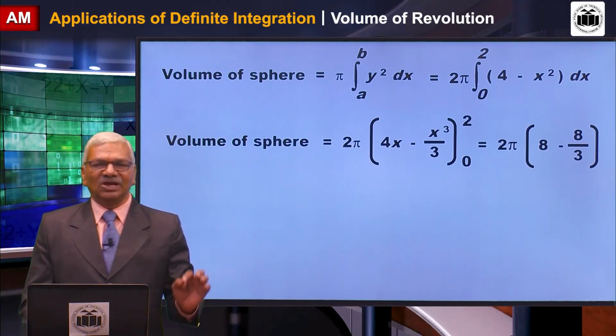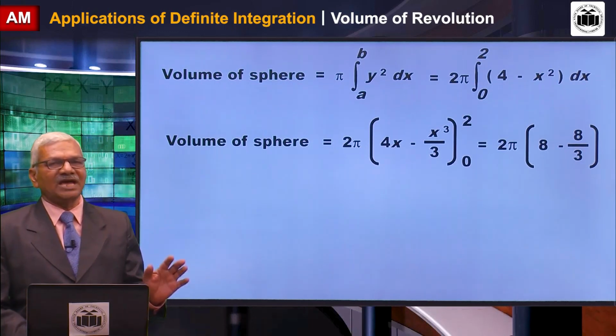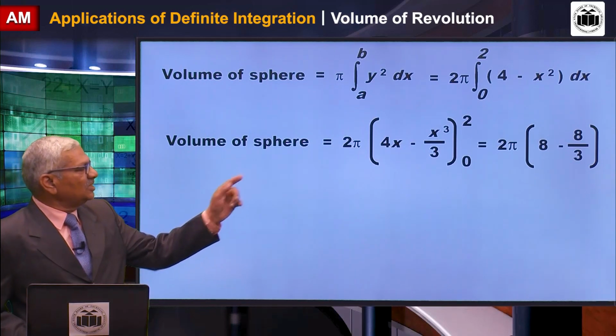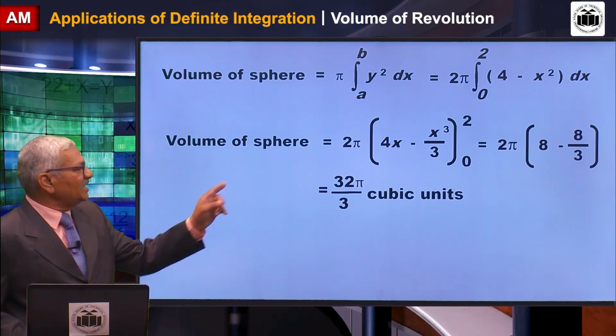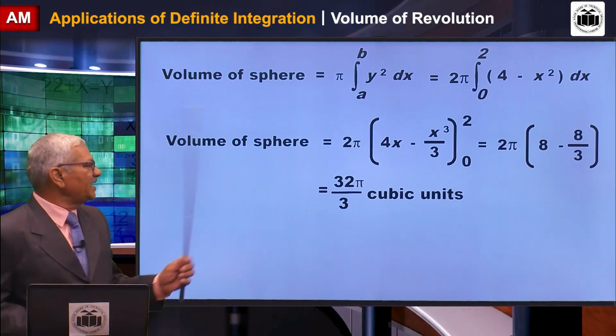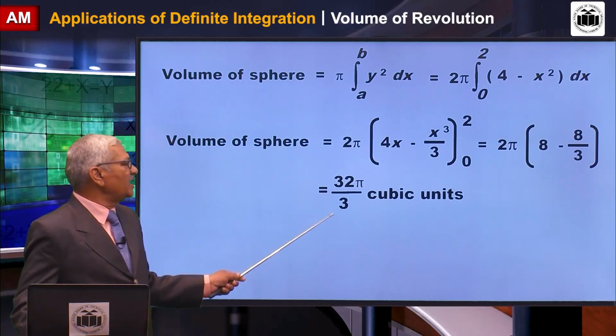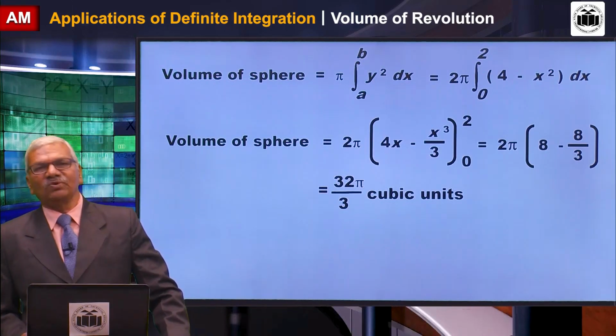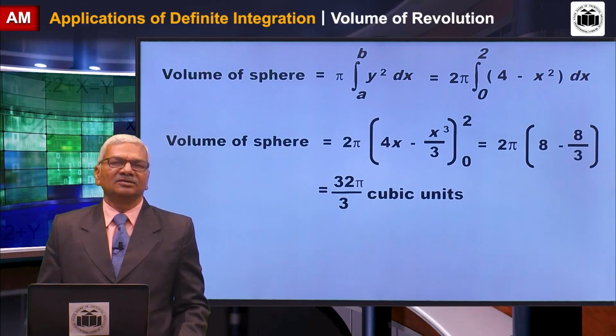Remember, you always commit mistakes in this type of calculation. LCM is 3. 3 8s are 24 minus 8, that is 16 by 3 into 2 pi. You get the answer 32 pi by 3 cubic units. Hence, what is the volume of this sphere? 32 pi by 3 cubic units.